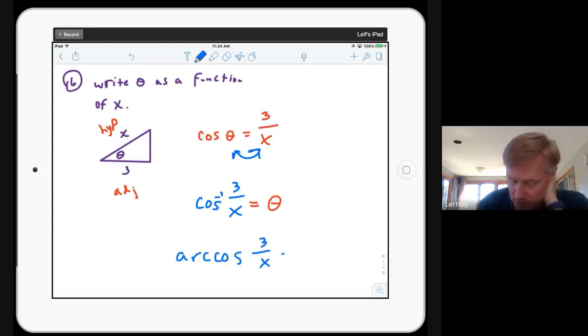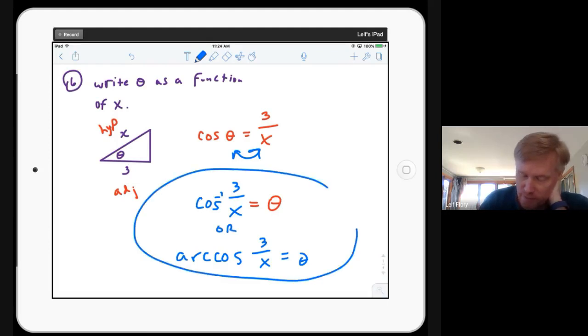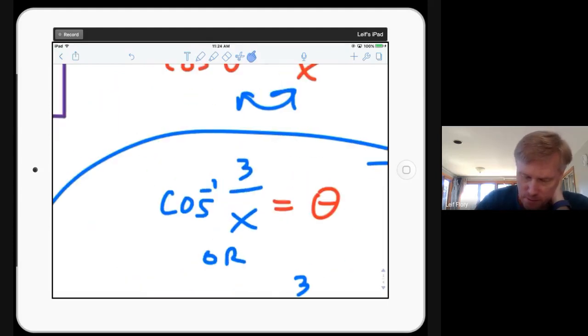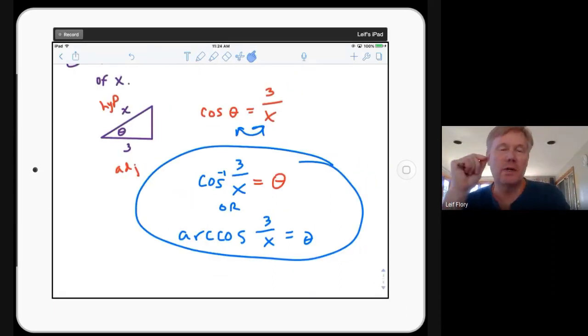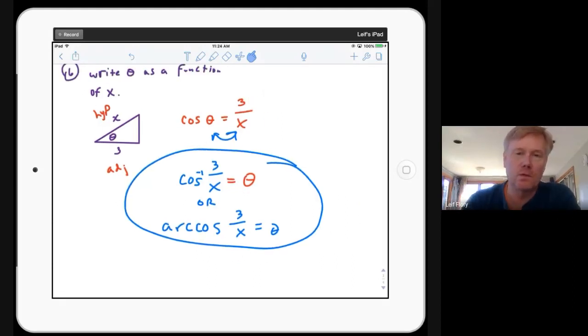3 over x equals theta. One of those two. They're both the same thing, as long as you can tell that's actually an inverse. It's kind of sloppy. There. So one of those two would be your answer. Okay? Questions?